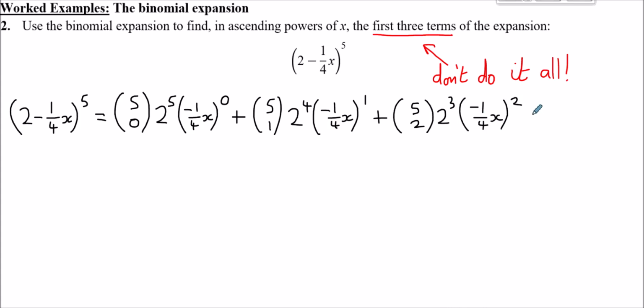And yes, it would continue, but remember, the first three terms are just this one, that one, and this one. So we don't need to fiddle around and bother with doing it all, unless you want to waste your time in an exam situation where time is also crucial.